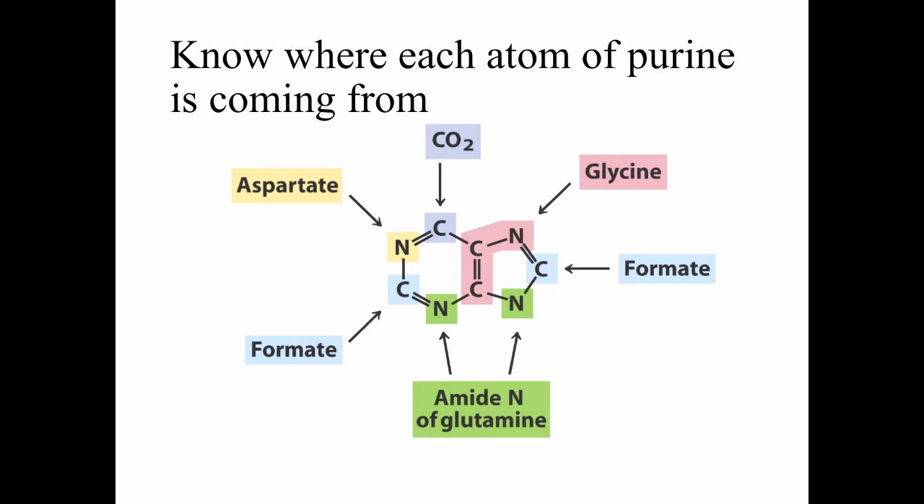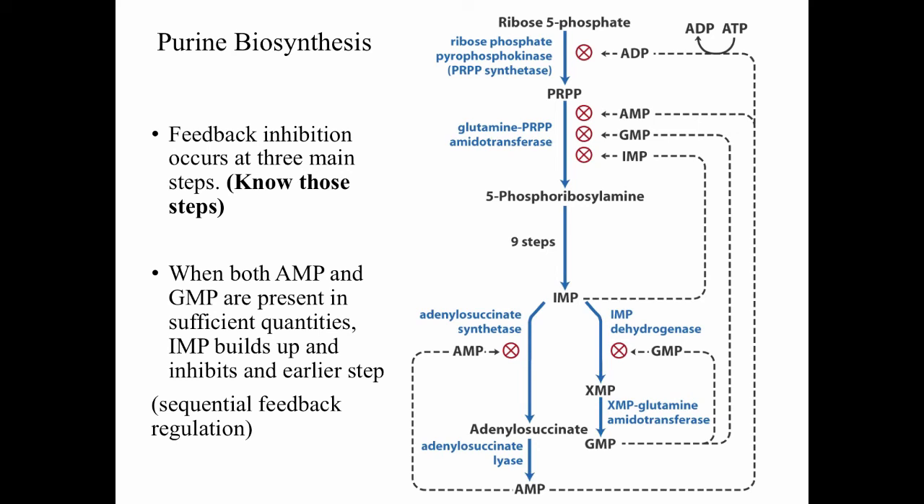Okay, so in terms of the structure of purines, you should know where each atom of the purine molecule is coming from. So you should know that the nitrogens are coming from aspartic acid and glutamine, this part is coming from glycine, and the carbons are coming from CO2 and formic acid. Okay, so there's a lot of regulation of purine biosynthesis. We will go over regulation when we come back on Thursday.